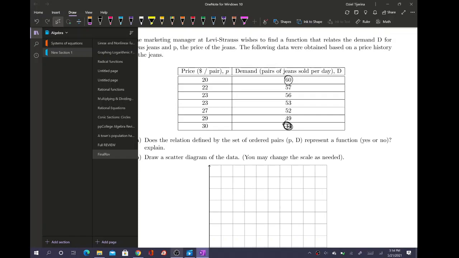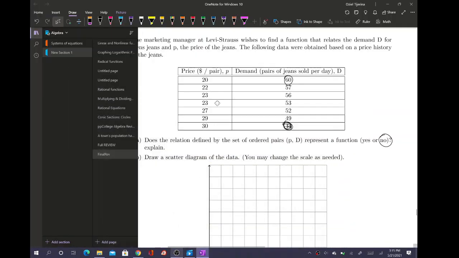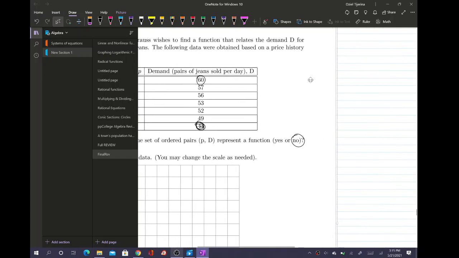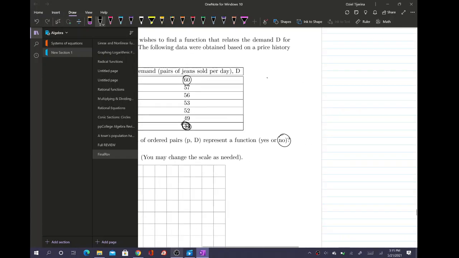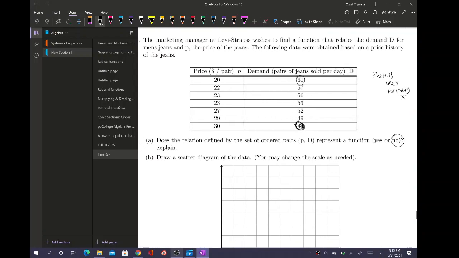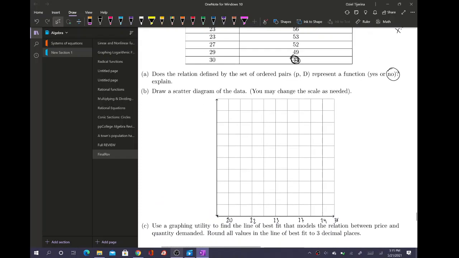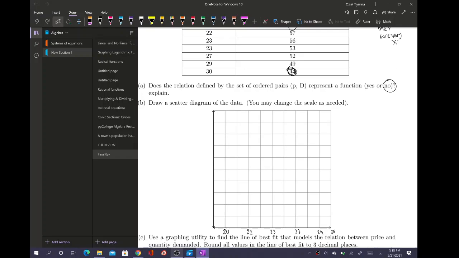And then it says, does the relation defined by the set of ordered pairs represent a function? It's no, because for one value of x, there are two different y's. Remember that a function is defined if and only if there is one y for every x, okay? So this is not a function. However, we can still do a scatter plot.